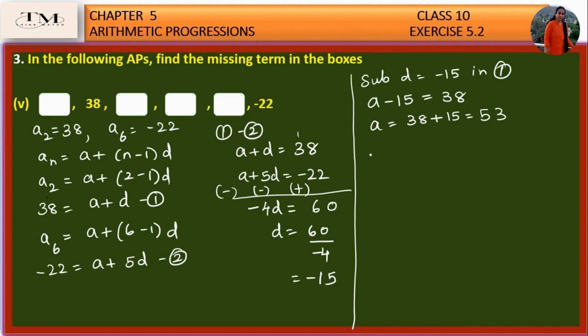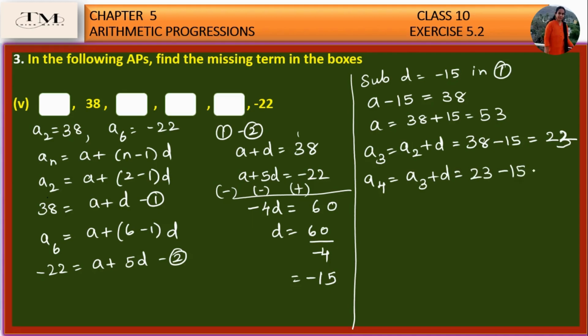So what about the third term? A3 will be A2 plus D. What is A2? A2 is given as 38. What is D? D is minus 15. So here already plus is there, so plus into minus, minus. So 38 minus 15 is 22. Not 22, it is 23. So next A4 equal to third term plus D. So third term is 23 minus 15. So 23 minus 15 is 8.